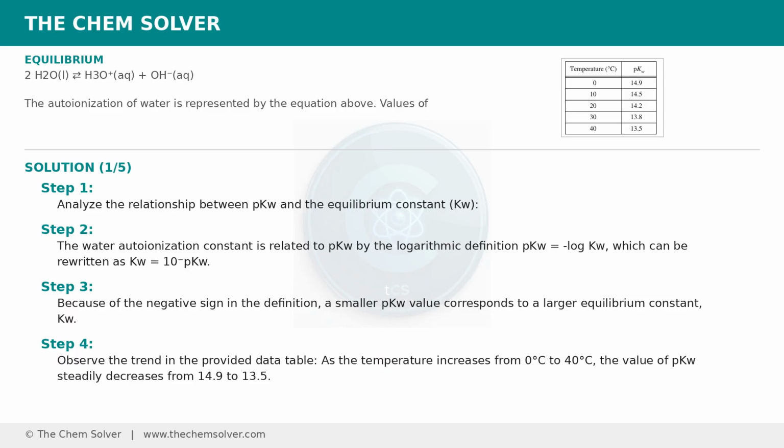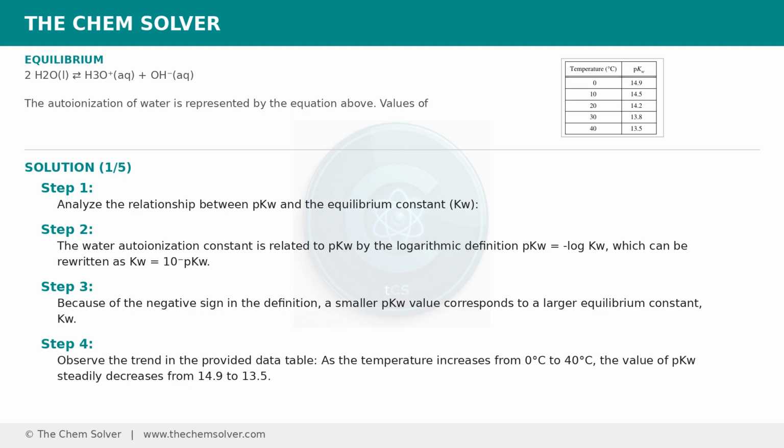Analyze the relationship between pKw and the equilibrium constant. Kw, the water autoionization constant, is related to pKw by the logarithmic definition pKw equals minus log Kw, which can be rewritten as Kw equals 10 to the power minus pKw. Because of the negative sign in the definition, a smaller pKw value corresponds to a larger equilibrium constant, Kw.